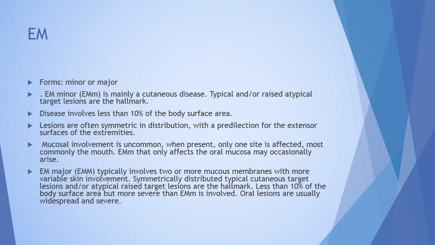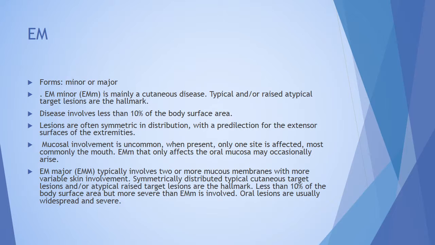Erythema multiforme types. Two types, either minor or major. Minor is mainly a cutaneous disease. Typical and or raised atypical target lesions are the hallmark. Disease involves less than 10% of the body surface area. Lesions are often symmetric in distribution, with a predilection for the extensor surfaces of the extremities.